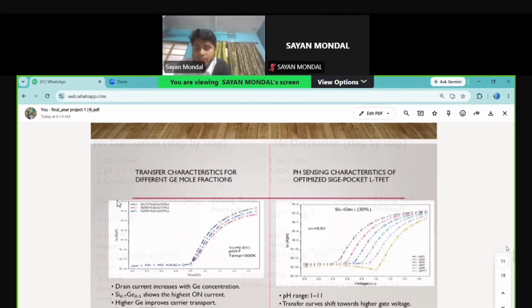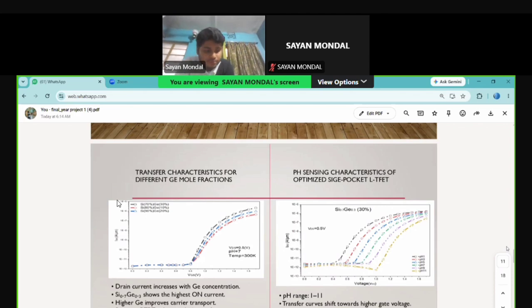The first analysis was the transfer characteristics. From the graph we observed that the drain current increases with increasing germanium concentration. This happens because increasing the germanium content reduces the effective band gap and enhances the band-to-band tunneling process and improves carrier transport. So among the three compositions, the silicon 70 and germanium 30 composition exhibited the highest on-current and the best electrical performance.